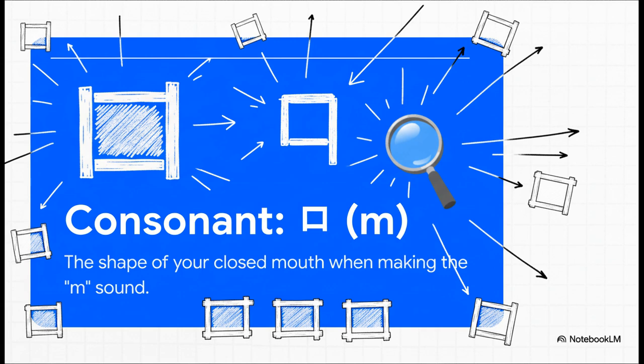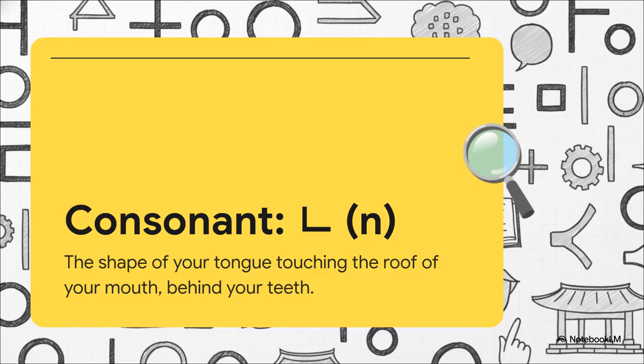Let's try one. Look at this letter right here. This is the consonant for the M sound. See how it's a square? Okay, now I want you to say it, and just pay attention to what your lips are doing. They form a closed, kind of squarish shape, right? The letter is a diagram of your mouth. It's incredible. Okay, let's try another one.